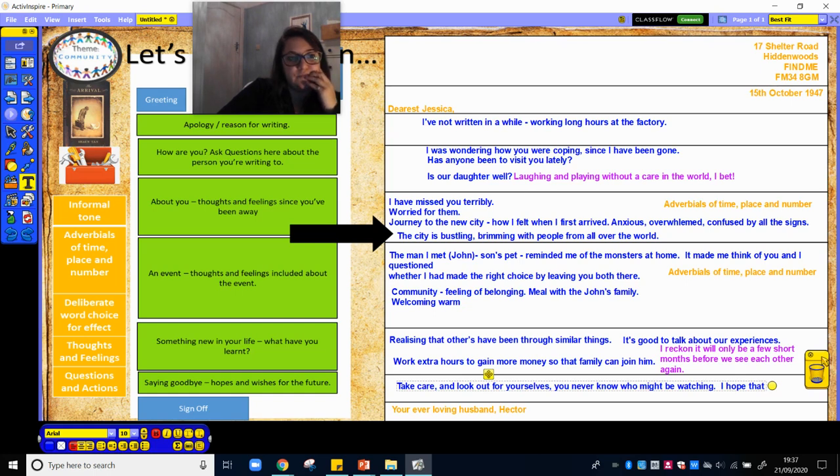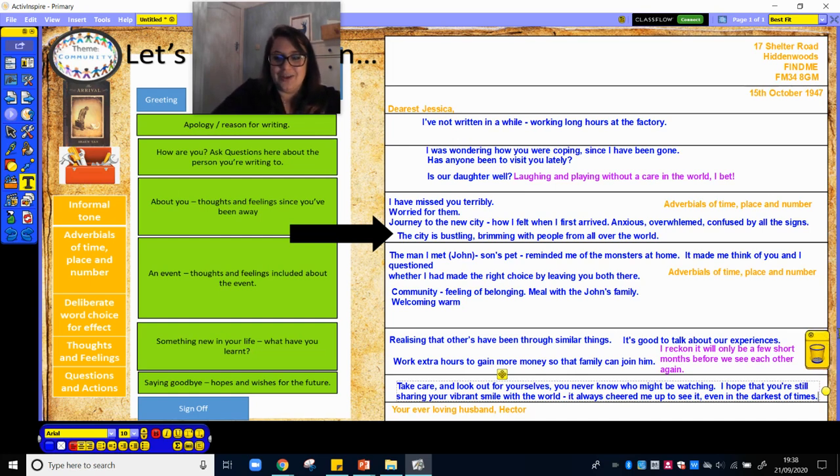I hope that you're still sharing your beautiful, vibrant smile with the world. Always cheered me up. Cheered me up to see it, even in the darkest of times. Oh, see, I'm getting a little bit too excited here. Those juices are flowing, aren't they?